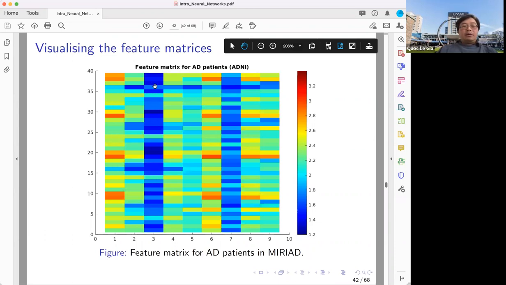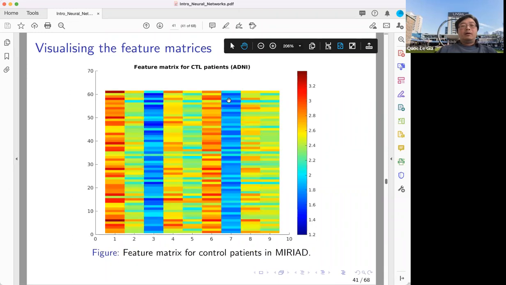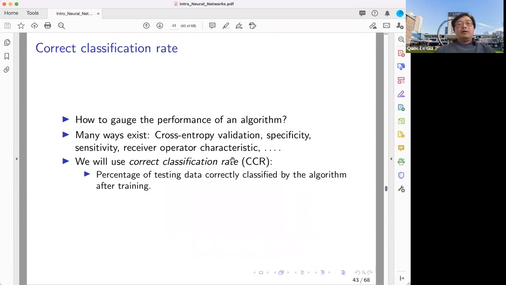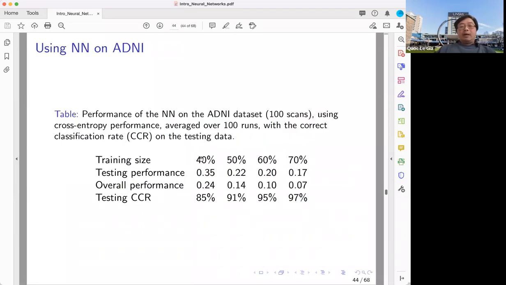And you see that the 3rd and the 7th columns are smaller, well, not significantly, but you can see that the values are smaller for the Alzheimer's disease. And then we use the correct classification rate to check our algorithm. You can see that we use different training sizes, 40% of the full set, or 50%, or 60%, or 70%. With 70% of the full set as the training data set, we have up to 90% accuracy rate. This one is on the ADNI data set.